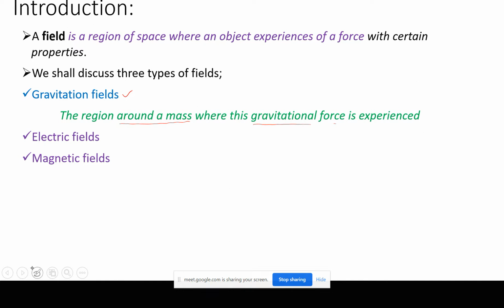We know from IGCSE that if we have a north pole somewhere here and we bring another north pole somewhere here, there is a force of repulsion. That means when this tries to come in the region of space around the other north pole, there's a force of repulsion. So this area around the poles of a magnet is what we are going to call the magnetic field.